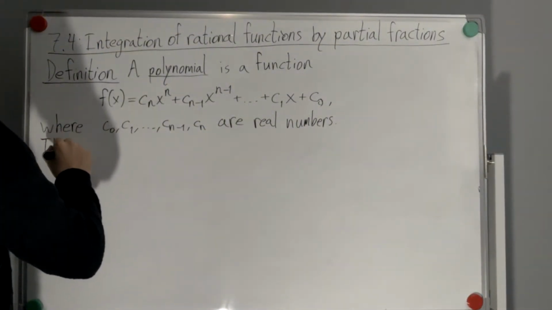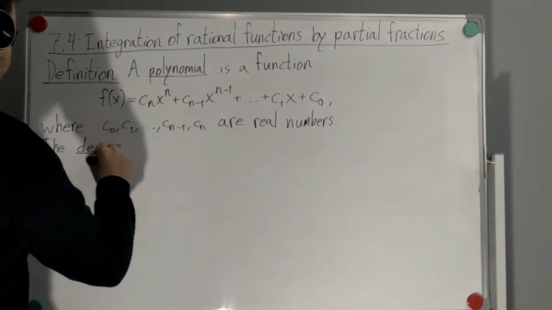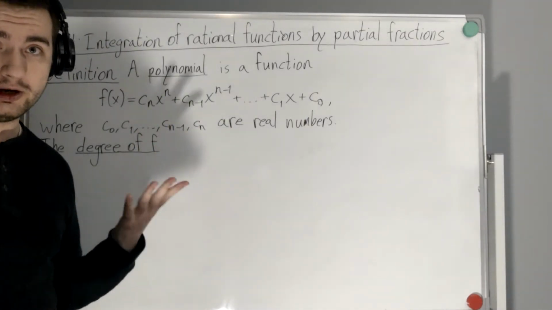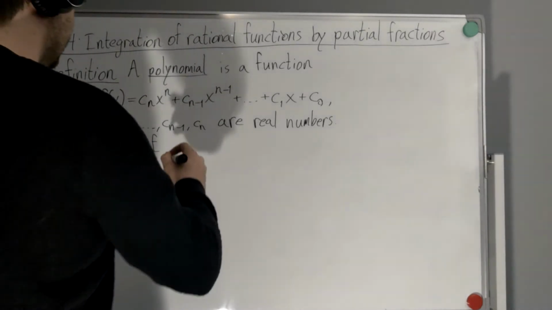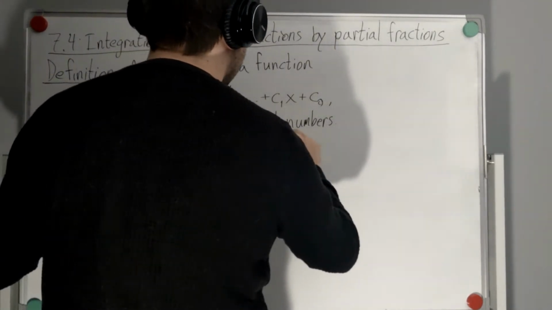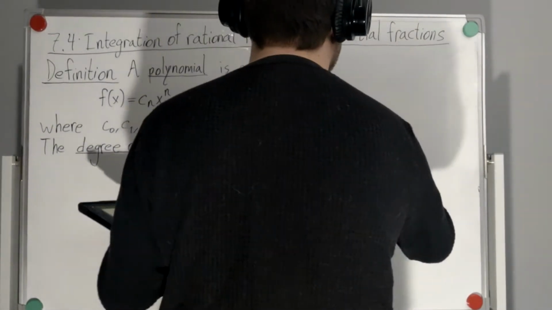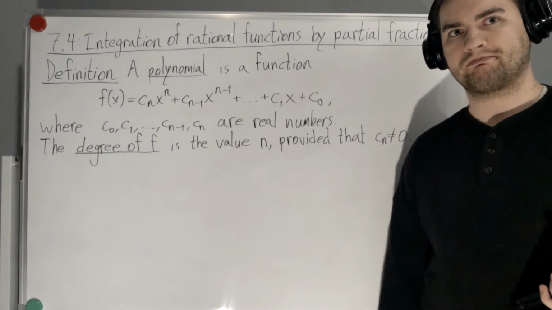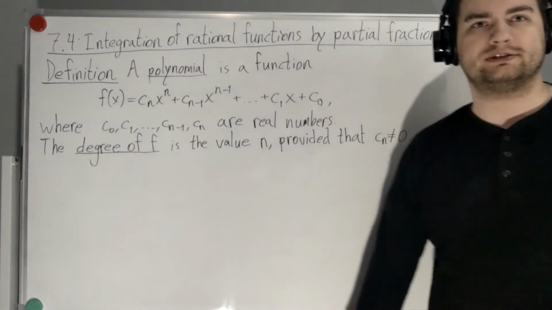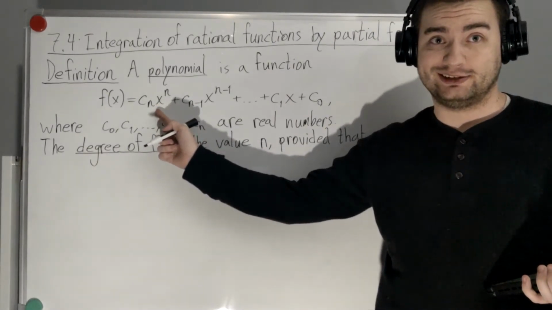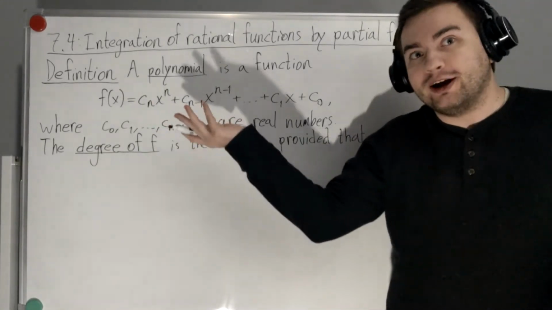Okay? And the degree of the polynomial, so the degree of f, well, that would be the largest exponent that you get when you write out the polynomial. So we'd say the degree is the value n, provided that c_n is not 0. Okay. So the largest exponent, like I said. Obviously, if c_n is 0, then this is not an nth degree polynomial because this term is just 0. So it might as well not be there, right?